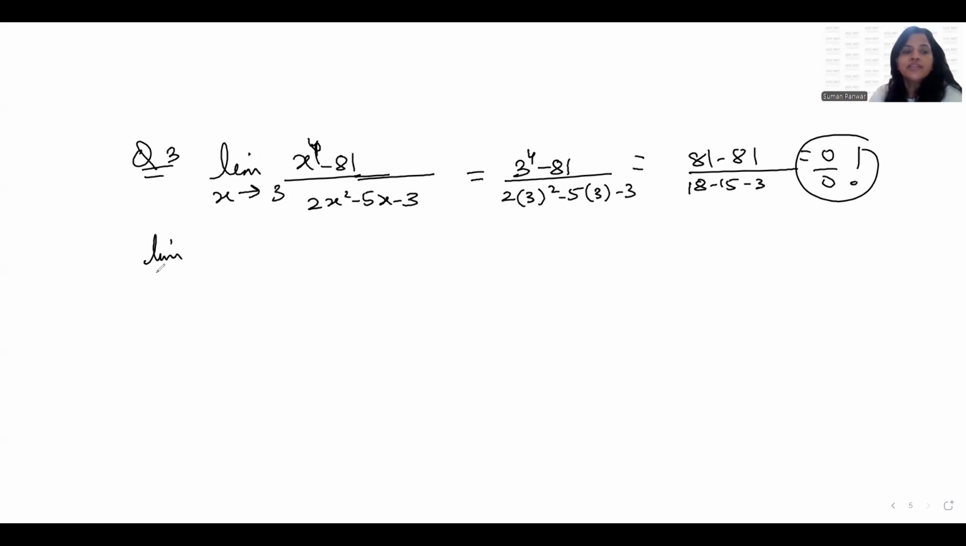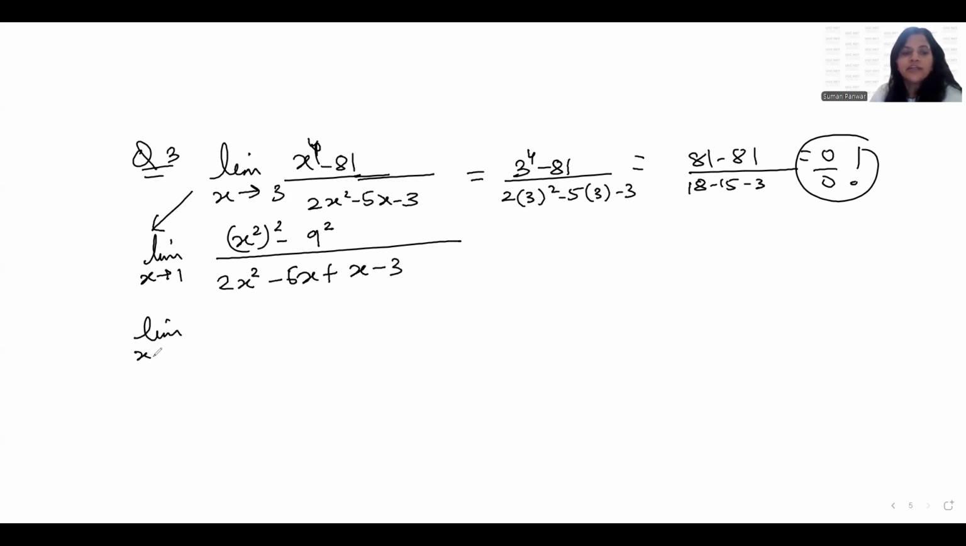So now you are stuck in an indeterminate form. So what I can do is that I can write this as (x square) whole square minus 9 square. And I can write the denominator by splitting the middle term. Now this is a square minus b square, so (a minus b)(a plus b). And now let's try to factorize the denominator as well.